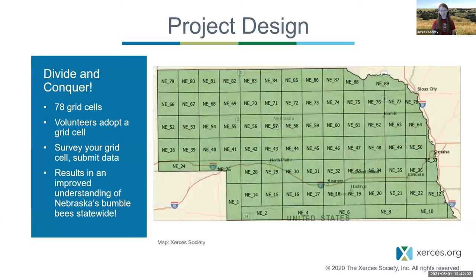So the way the project is set up is that the state is divided into 78 near equal grid cells. And when you sign up for the project, you select a grid cell that you want to survey in. It can be one where you live. It can be one where maybe you're going to go on vacation. It can be one that you're going to drive through to another state. Wherever you adopt the grid cell, you're going to go out and conduct surveys.